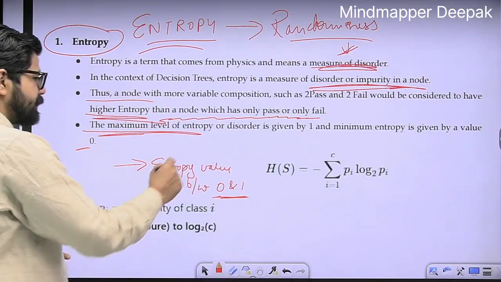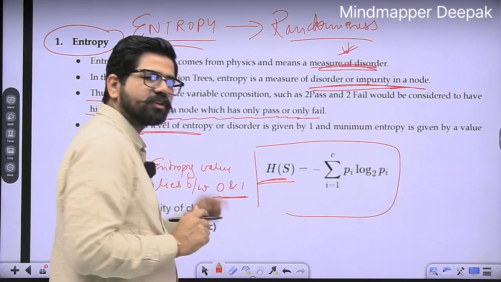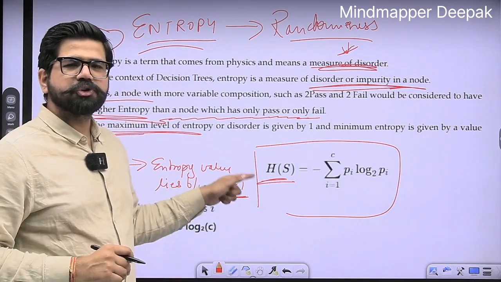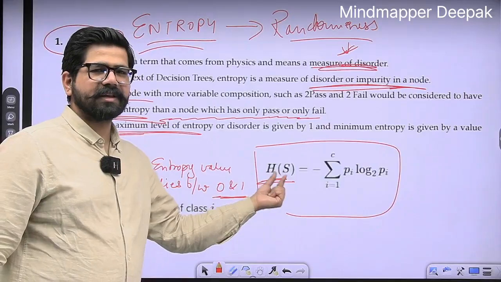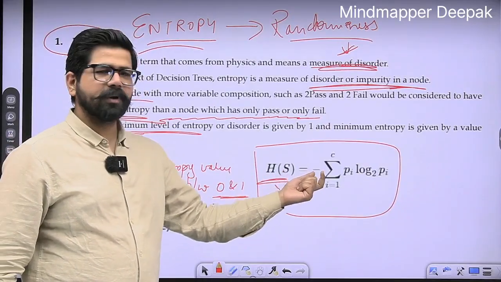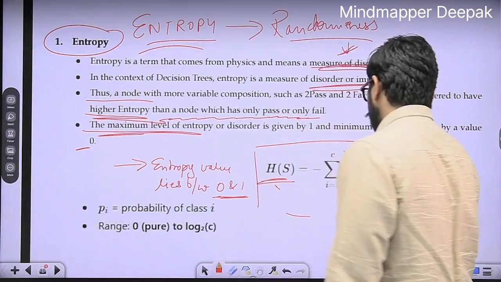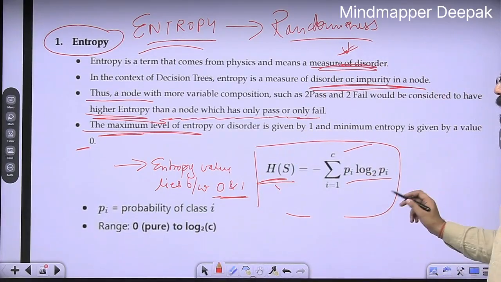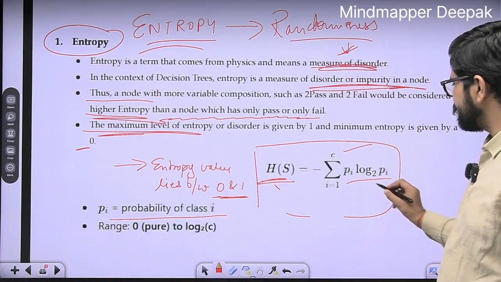Okay, so here is a basic formula for that. H(S), I have used the same notations which you have already done in the previous 11th or 12th. That is H(S) is the entropy, which is always negative. Negative of the sum from i equals 1 to C, P_i log 2 of P_i, where P_i is the probability of class i.